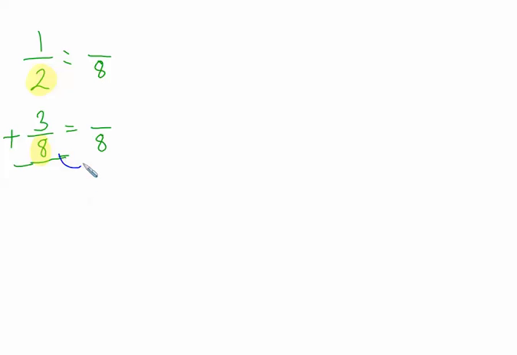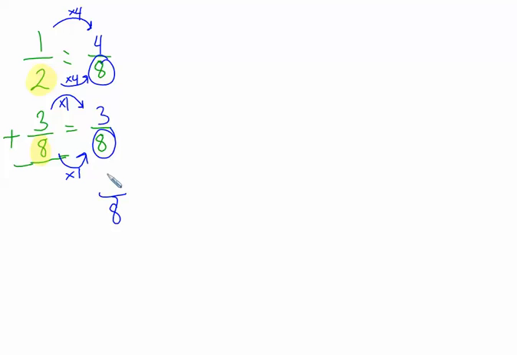We'll change the colors here. Okay, so now we need to make these fractions equivalent. What do we have to multiply 8 by to get 8? Well, by 1. So 3 times 1 equals 3. Copy that down. Next one, 2 times 4 is 8. So therefore, 1 times 4 equals 4. Now that our denominators are the same, we go ahead and add up 4 plus 3, and we get 7. 7/8 is our answer.